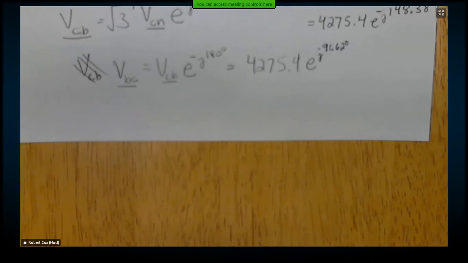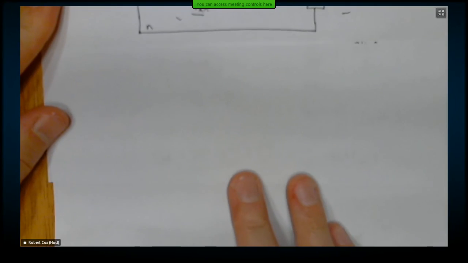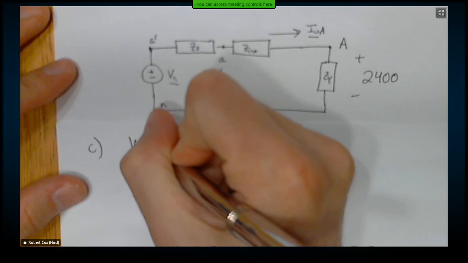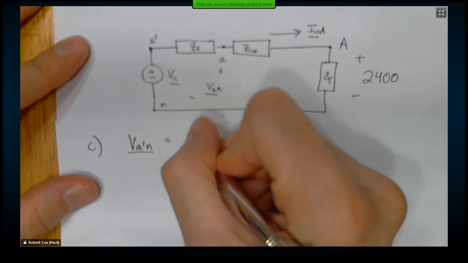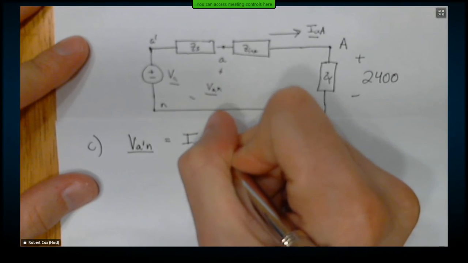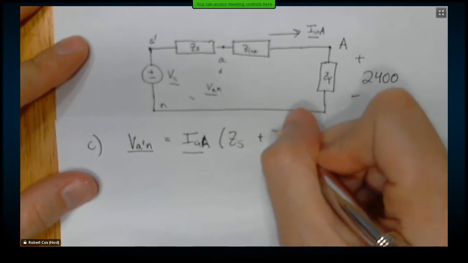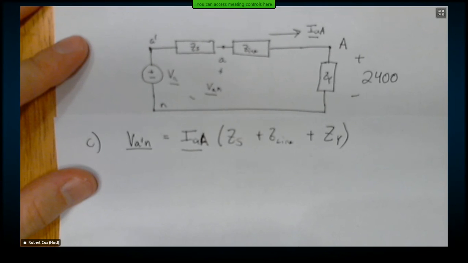All right, what was part C? Part C of this problem is now to find the internal phase to neutral voltages at the source. That's actually a lot easier. What are the internal phase to neutral voltages? That's this A prime to N. So for C, VA prime N, what's that going to be? By KVL, it's going to be IA times ZS plus Z line plus ZY. That's really not too hard to do.